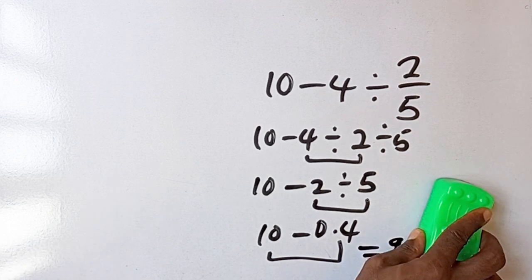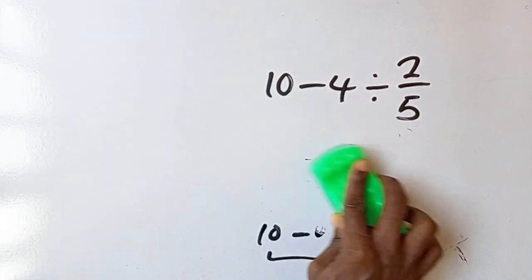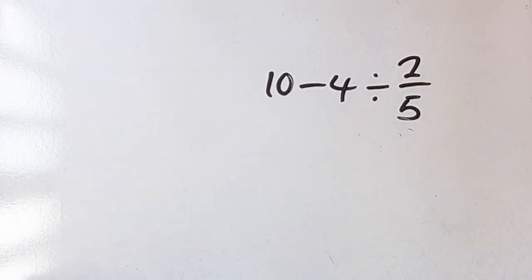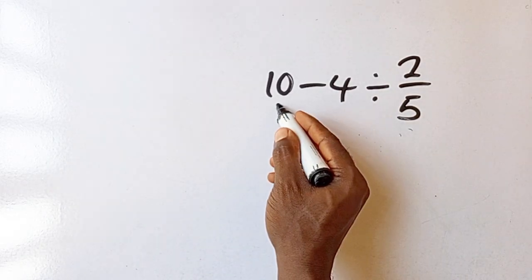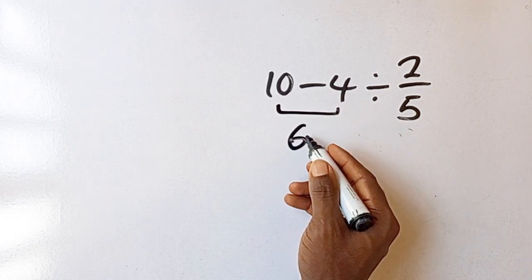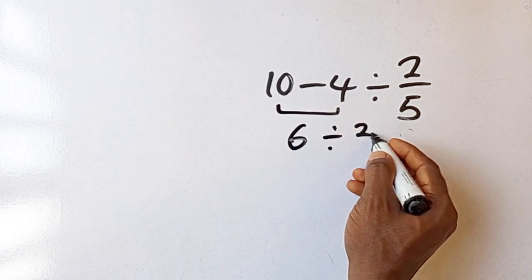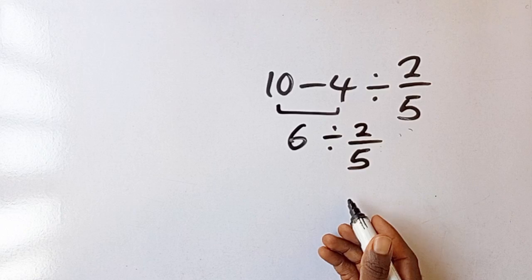Some people still solve it wrongly. Other people can still do something like this, which is 10 minus 4 is going to give us 6 divided by 2 over 5, right?